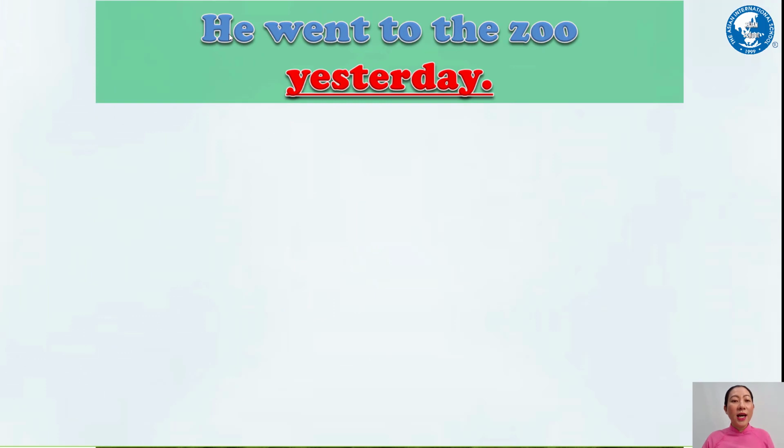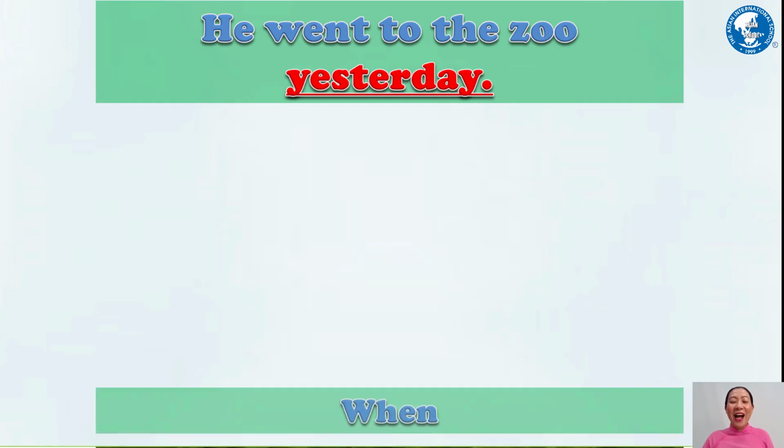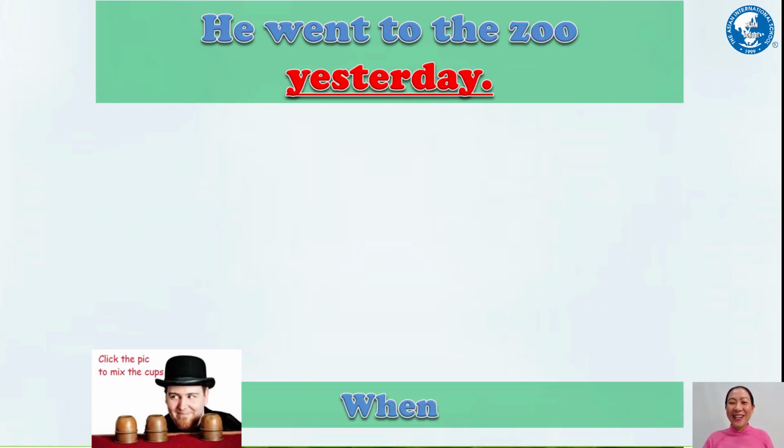The first sentence: he went to the zoo yesterday. So tell me, what time expression do you see in this sentence? Yesterday? Choose when or how long. Remember, with a point of time, we use when to ask. And with a period of time, we use how long to ask. Which one? When or how long? Anybody say? When. That's right. Because yesterday is a point of time, so we use the question word when to ask.